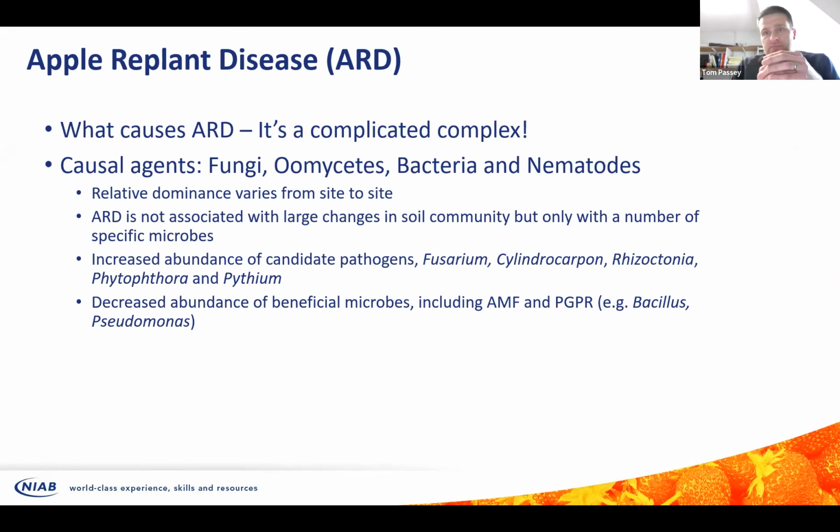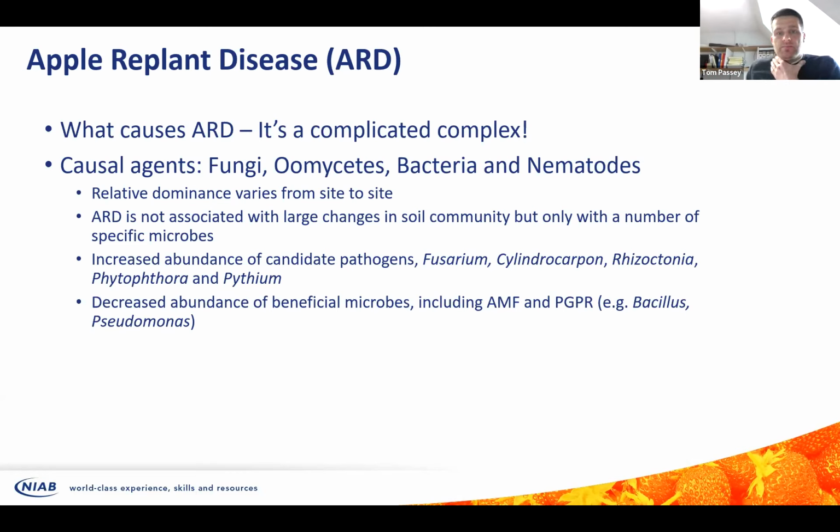Researchers in different countries and in different areas have often come up with ideas of what causes replant and dismissed other ideas, but the consensus now is that it is so variable. What we see with apple replant disease is that it's not associated with large changes in the soil community, but it is just a number of specific microbes that are either higher or lower in one site compared to another, which then has a big effect on the replant.